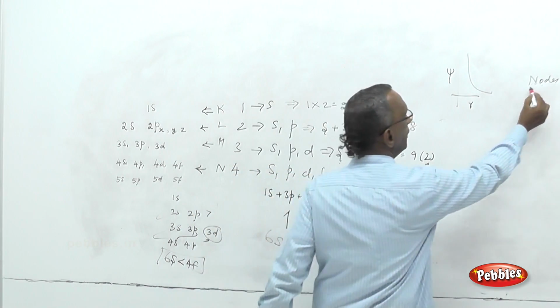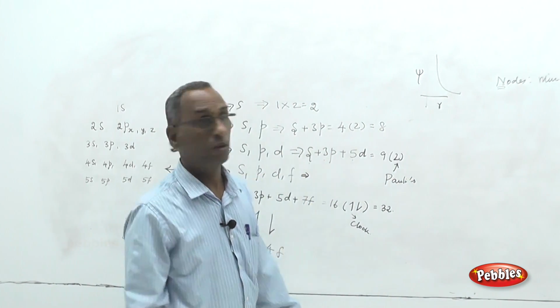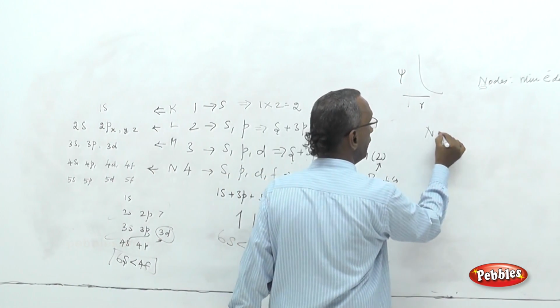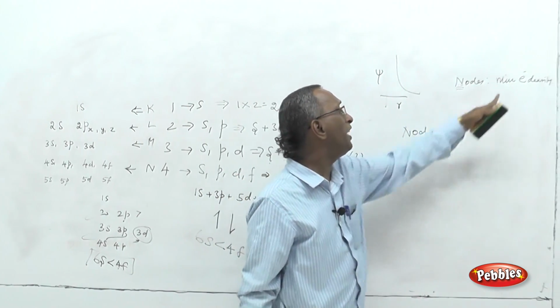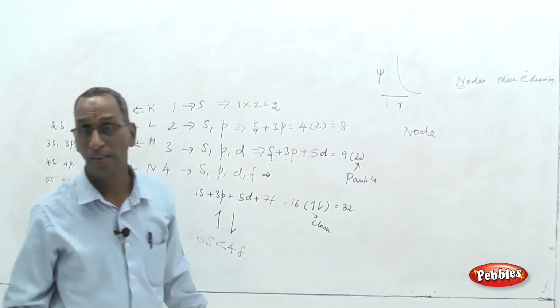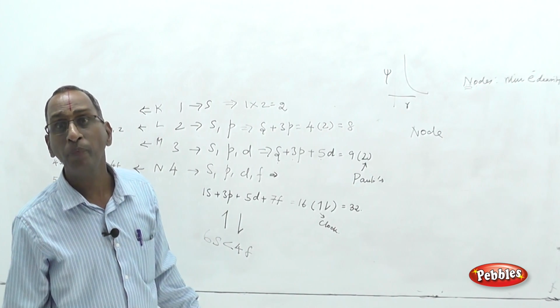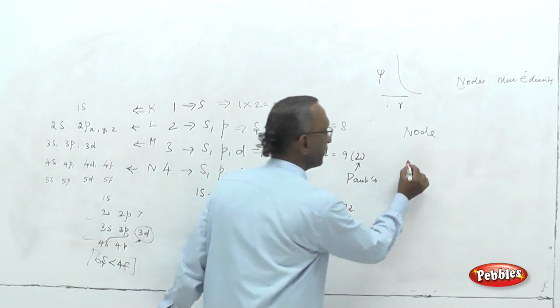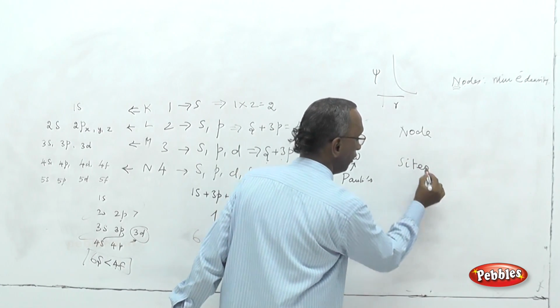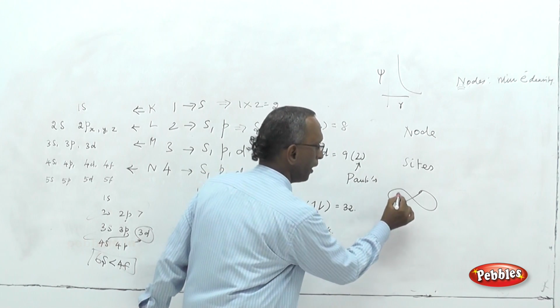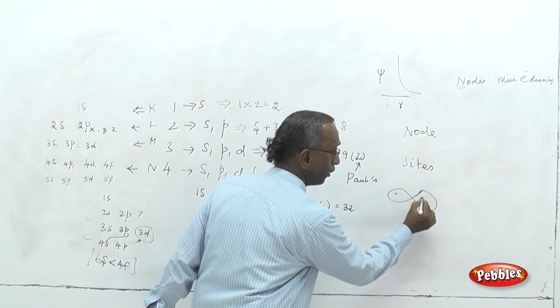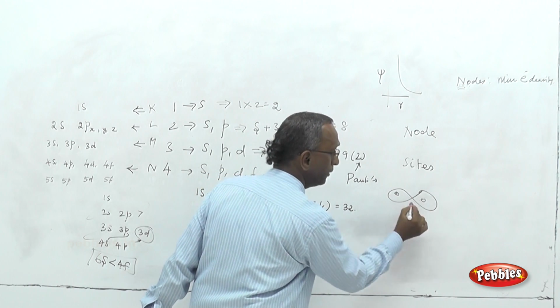Lastly, we have seen a word called node. Node is the site of minimum electron density. What is meant by sites? S-I-T-E-S: places of minimum electron density. You write this. Here electron density is there, plus here also electron density, and on the left side also electron density is there.